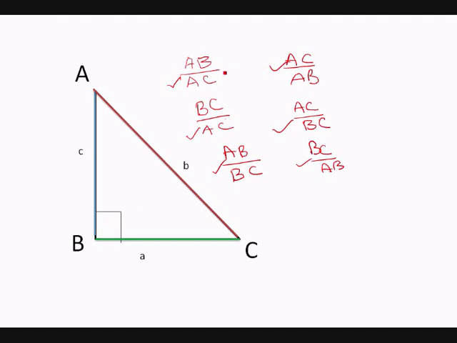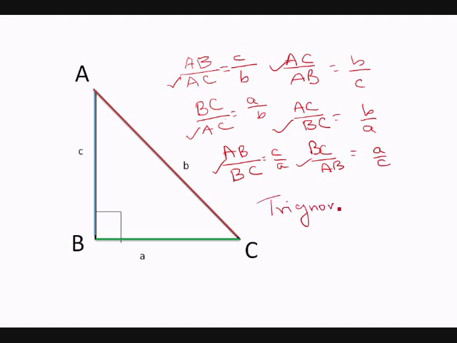So I can also write them in terms of small a's, b's and c's. AB is c and AC is b, therefore this is c over b, and this will be a over b, and this will be c over a, and so on. This is b over c, and this is b over a, and this is a over c. So these 6 ratios of the sides of a right angle triangle are called trigonometric ratios.